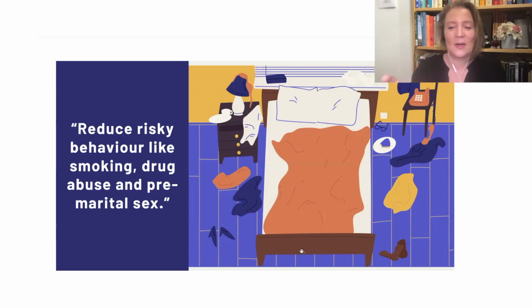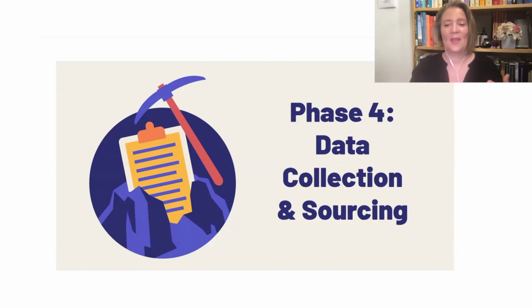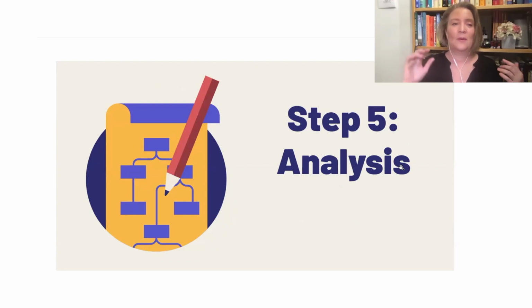So this is another example of how project design as step 3 is an important step to consider in your data journalism story. Phase 4 is data collection and sourcing. So if you're a data journalist, you know that finding the data that you need is incredibly hard. So you're going to have to get it from somewhere, and you're going to have to decide whether or not you're going to trust it.